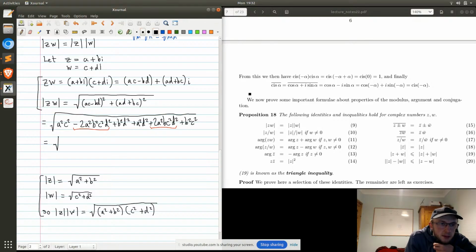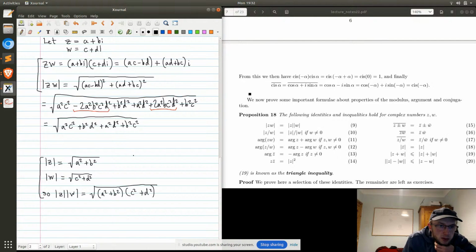And so now, let's just say that it's a squared c squared plus b squared d squared plus a squared d squared plus b squared c squared. Okay, so that's starting to look more true. Okay, and then let's expand this one out. Just do FOIL on this.